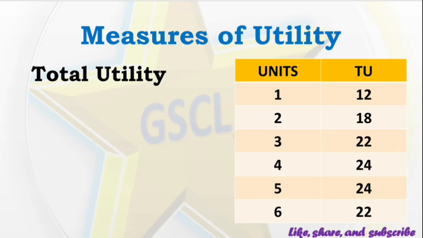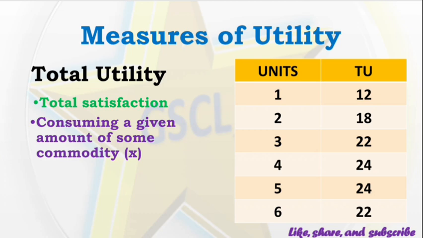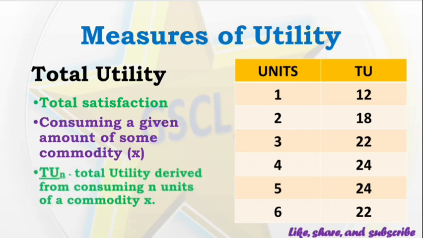Total utility represents the total satisfaction the consumer feels after consuming a given amount of the commodity. It is represented as TU N, where N stands for the number of units. It is the total utility derived from consuming N units of a commodity X.